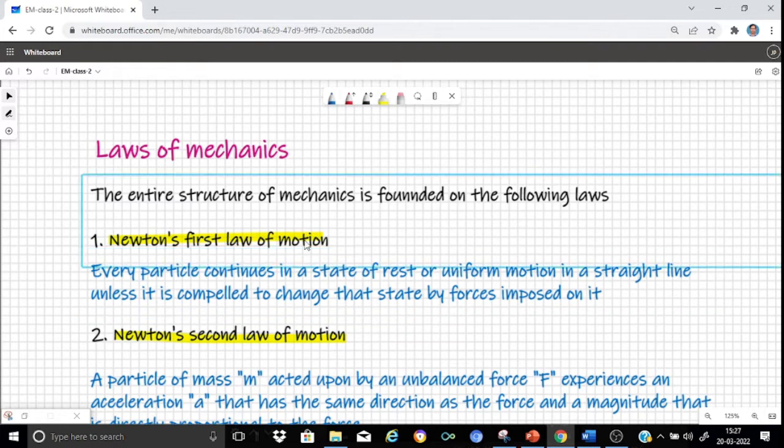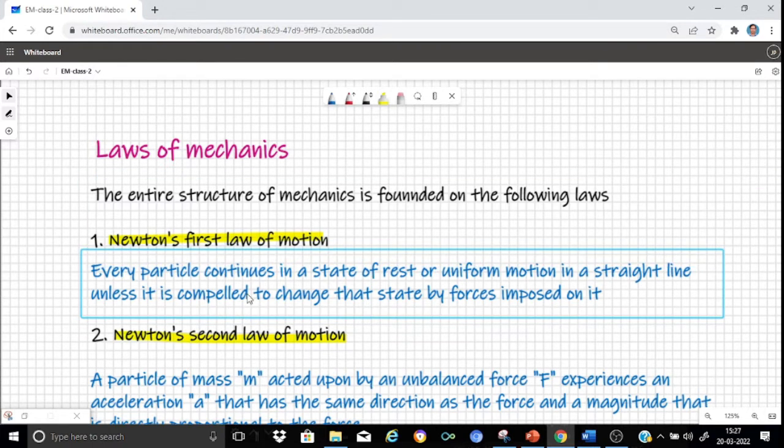So let us start with Newton's first law of motion. As per this law, every particle continues in a state of rest or uniform motion in a straight line unless it is compelled to change that state by the forces imposed on it. Or in other words, Newton's first law directly tells us the effect of an applied unbalanced force on a body. This unbalanced force can force a body to move if it is already at rest. And if a body is in uniform motion, moving with a uniform velocity, it can cause acceleration or deceleration.